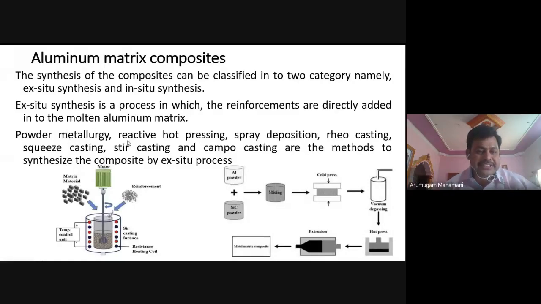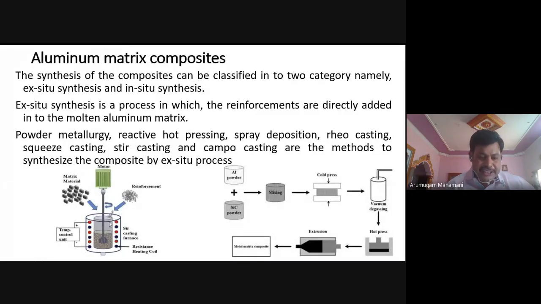So the various processing methods: powder metallurgy, reactive hot pressing, spray deposition, rheocasting, squeeze casting, stir casting. So various methods are available. I am putting the reference here. If readers want further information, you can visit the paper by Ramanathan Arunachalam, 2019. So here in the literature review, we can clearly say that two processes of ex situ synthesis are widely used. One is powder metallurgy, another one is stir casting.